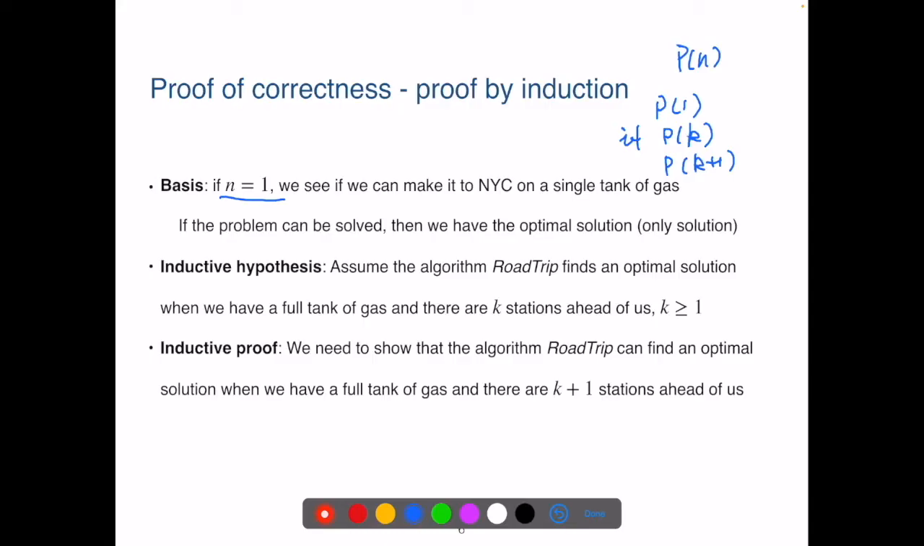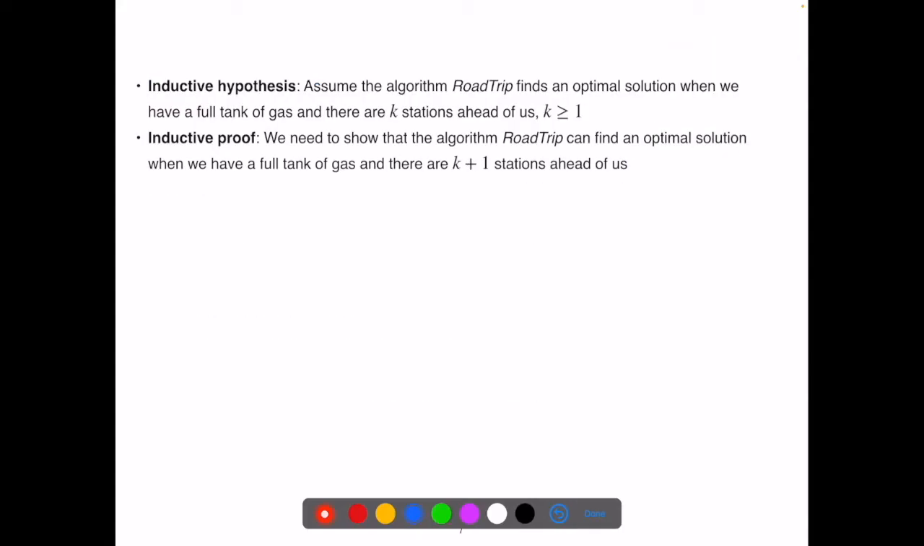We assume the algorithm RoadTrip finds an optimal solution when we have a full tank and there are k stations ahead of us. In order to prove by induction, we need to show that the algorithm RoadTrip can find an optimal solution when we have a full tank of gas and when there are k plus 1 stations ahead of us. Again, let's make clear what we are doing here.